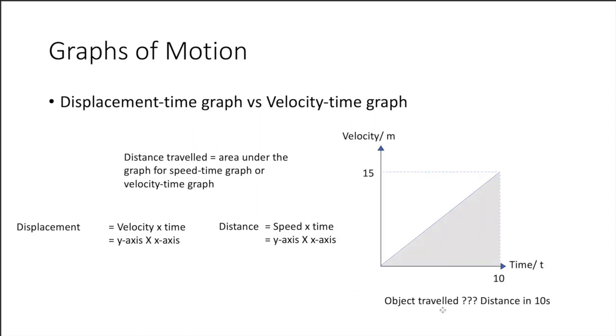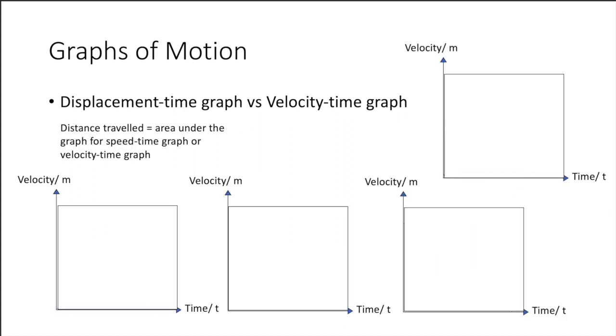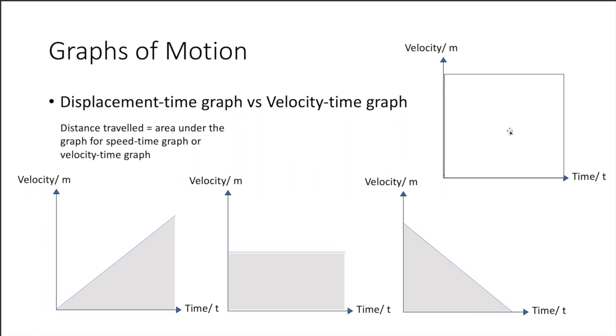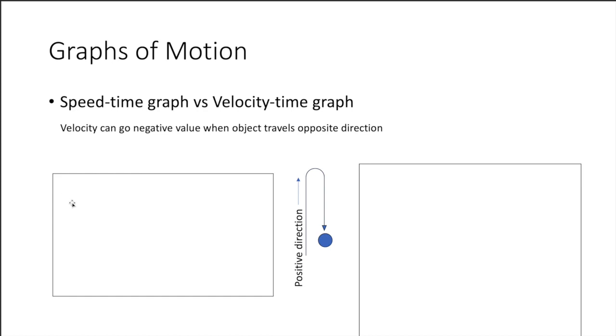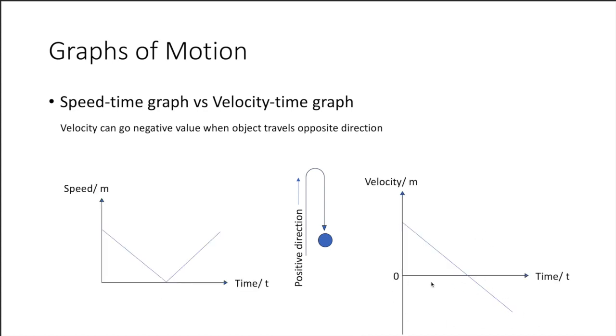So it can be of various shapes like rectangle, square, triangle, trapezium. You need to be familiar with the formulas involved. Some tips would be to cut up the graphs into different portions, count them individually and add them all up together. So comparing speed time graph against velocity time graph, velocity has a direction and it can go in the negative direction, but speed time graph just talks about how fast an object moves.